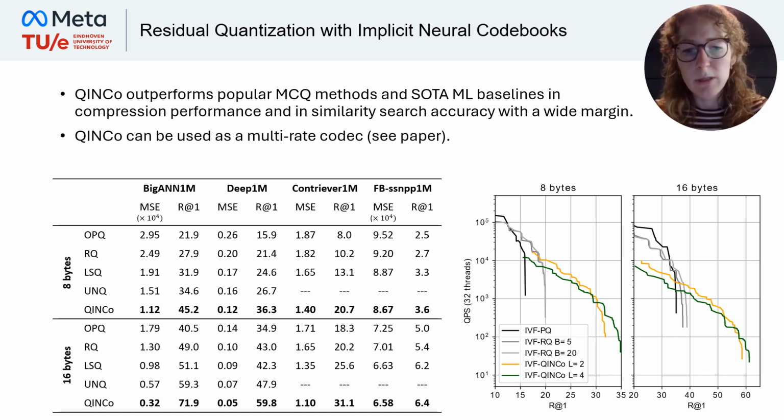In the right figure, we see that if we look at timings in terms of queries per second on the y-axis, QINCo extends the Pareto optimal curves for high recall operating points. In the paper, we also show that thanks to the way we train QINCo, QINCo can also be used as a multi-rate codec where you train the model for a certain bit rate, but you can deploy it later for lower bit rates as well.